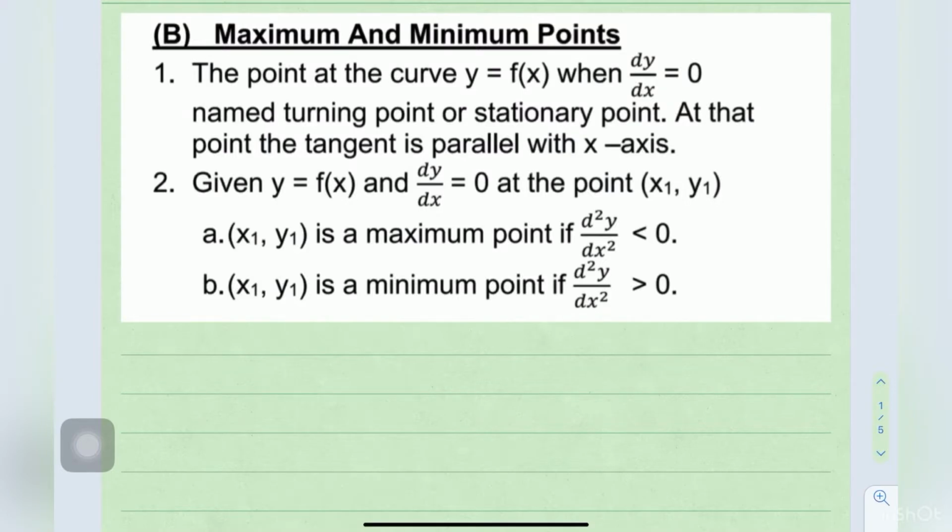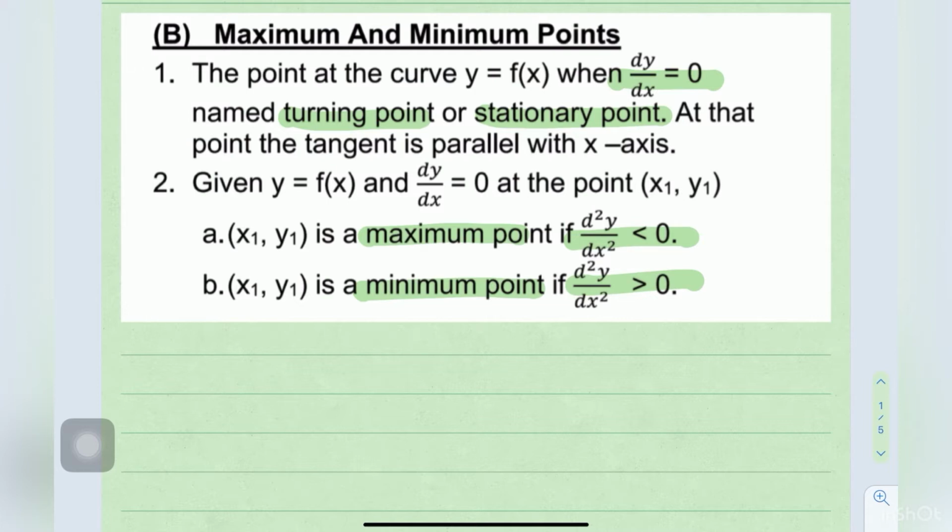Hi, today we are going to learn the second application of differentiation, which is maximum and minimum points. The point on the curve y equals f(x) where dy/dx equals 0 is named a turning point or stationary point. A turning point could be a maximum point or a minimum point. At that point the tangent is parallel with the x-axis. At a maximum point, d²y/dx² is less than 0. At a minimum point, d²y/dx² is more than 0.